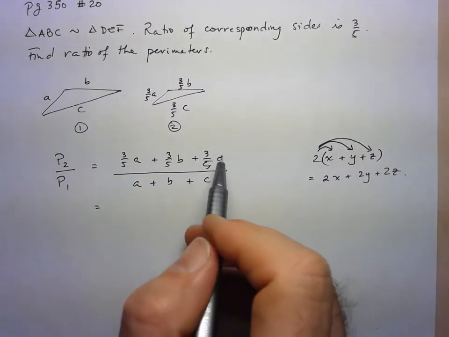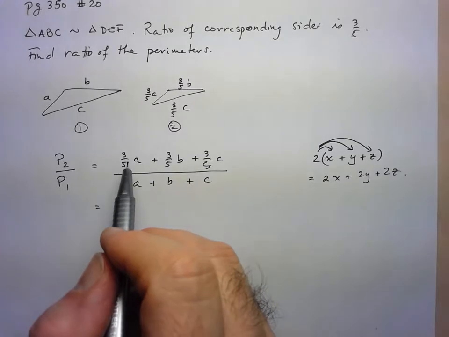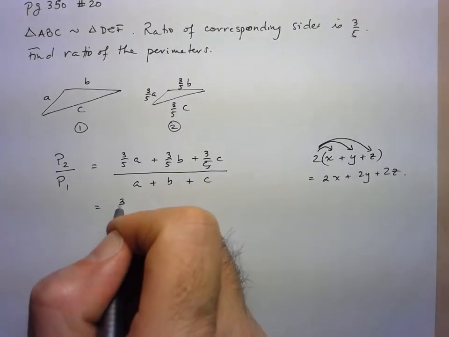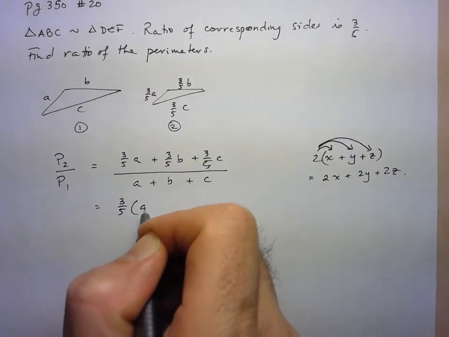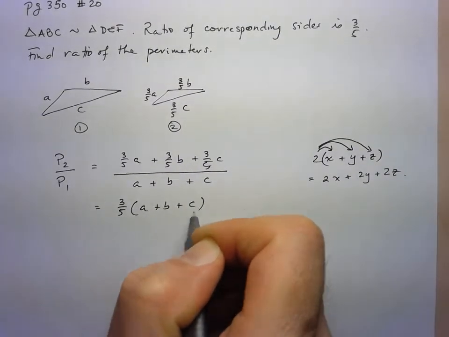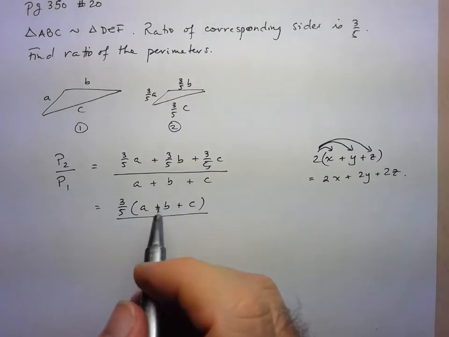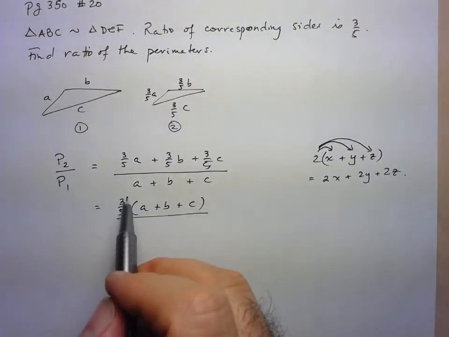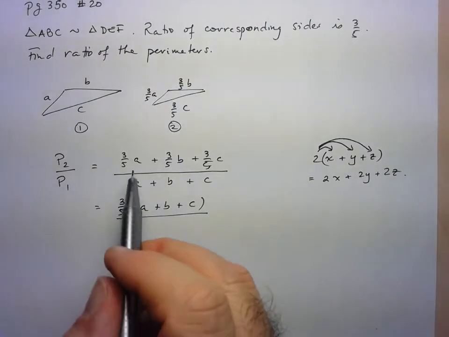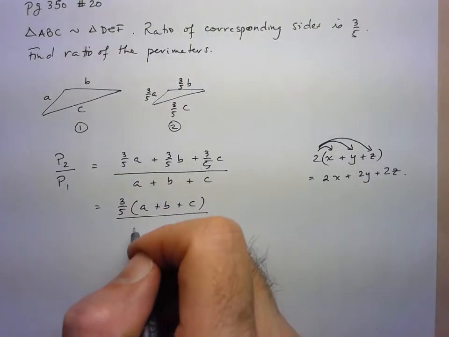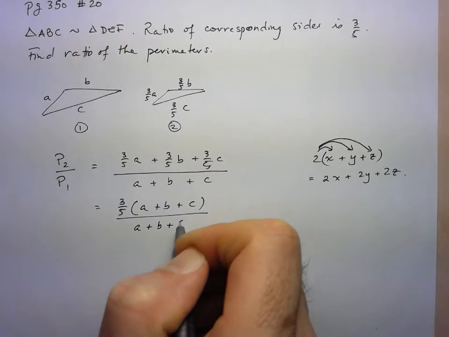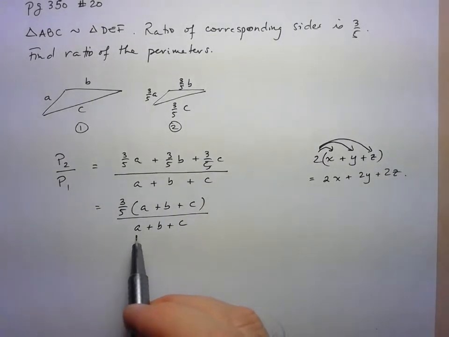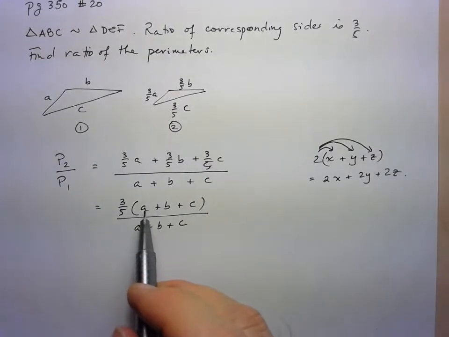I'm going to rewrite the numerator not as 3/5 A plus 3/5 B plus 3/5 C. I'm going to rewrite it as 3/5 times A plus B plus C. Okay, now just to convince yourself that these things are equivalent, we'll just redistribute it out. And you'll see that you get exactly the original numerator. Okay, but now look what I have in the numerator and denominator. Each has a factor of A plus B plus C.